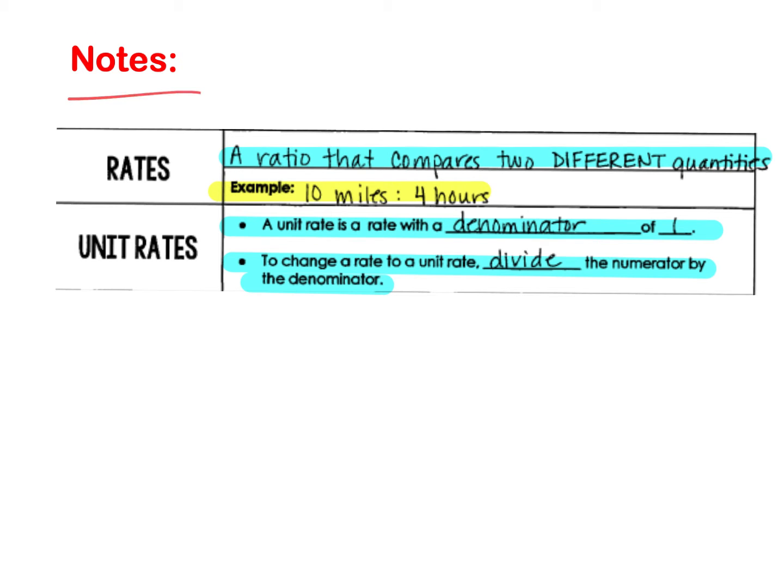So this is the first thing that goes into your notes. I want you to have both things, rates and unit rates. A rate is a ratio that compares two different quantities, miles and hours. We're going to go through some more examples on the next page, but make sure you have that written down. And then a unit rate is a rate with a denominator of 1, and we're going to talk about that a few times today. To change a rate to a unit rate, you're going to divide the numerator by the denominator. So go ahead and write that down. Pause the video if you need to. We're going to show some examples on the next couple of pages.